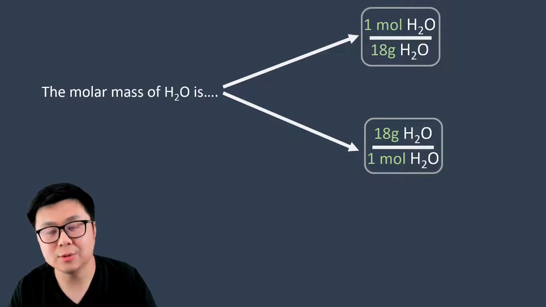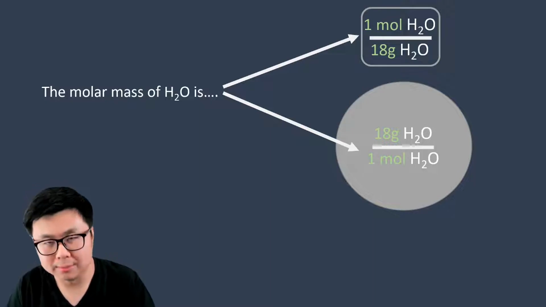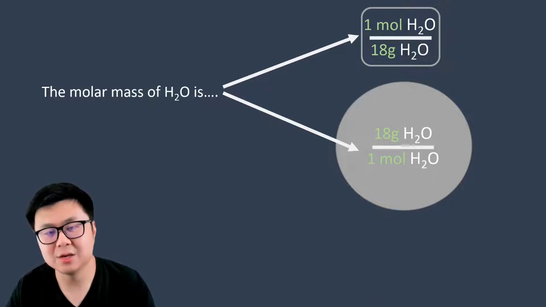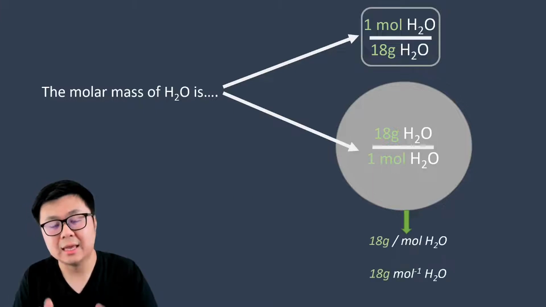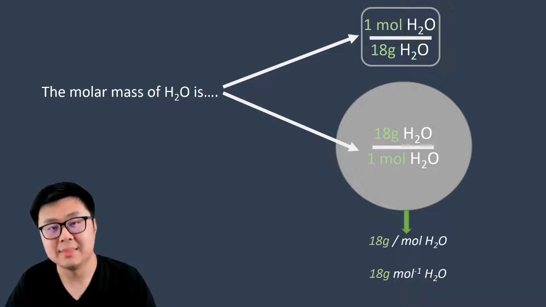Remember, the actual definition of molar mass is the grams per 1 mole. So if the question is asking you to find the molar mass of something, you must leave your answer in grams per mole, or if you're in IB, of course, you can just write grams and then mole^-1.